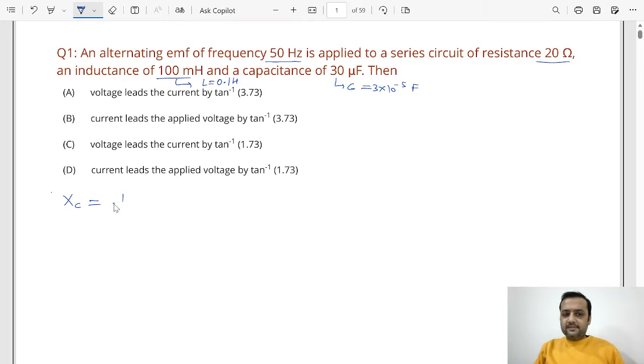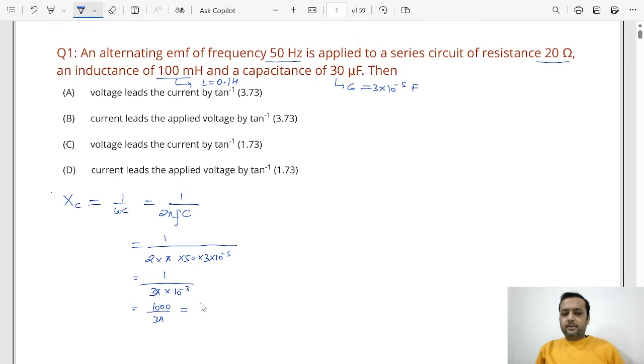We know that XC is 1 upon omega C, the standard formula. Omega is the angular frequency, which can be written as 2 pi into frequency. Frequency here is given as 50, and capacitance is 3 into 10 to the power minus 5. So 50 times 2 will become 100, and that will make it 3 pi into 100 into 10 to the power minus 5, which means this will become 1000 upon 3 pi.